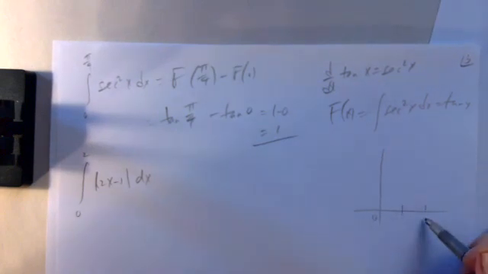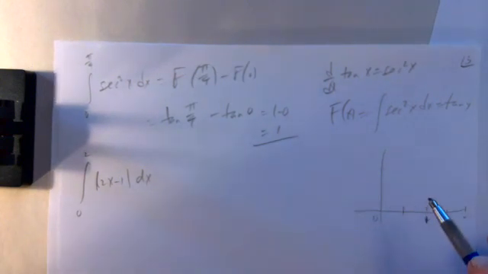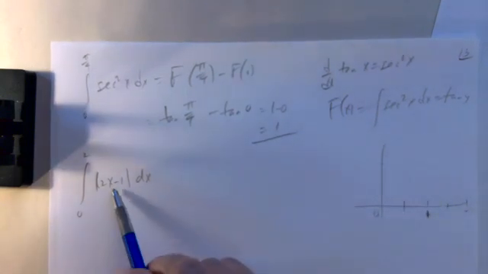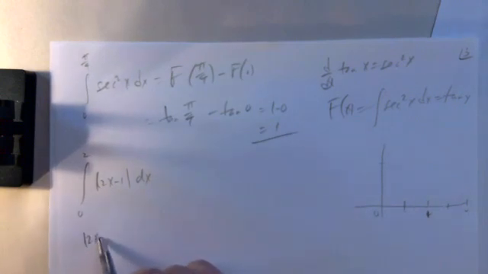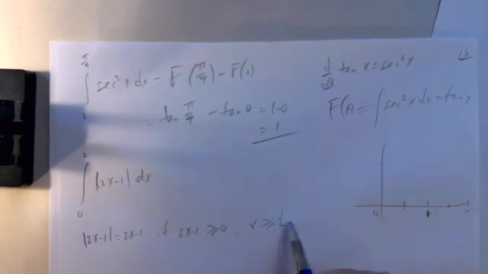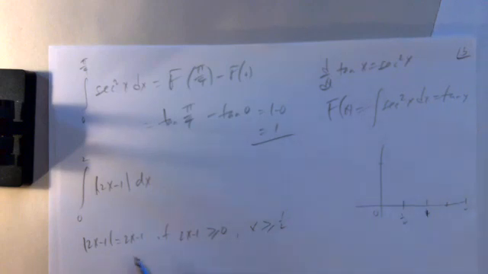The integral from 0 to 2. Actually, let's make that 2, this 1. This is a half, and this is 3/2. So what can we say about the absolute value? The absolute value of 2x minus 1 is 2x minus 1 if 2x minus 1 is greater than or equal to 0, which is the same as x greater than or equal to a half. So for x greater than or equal to a half, this is just 2x minus 1.